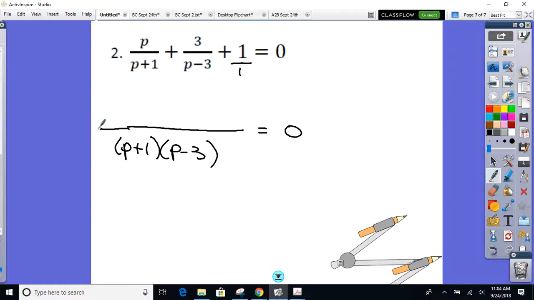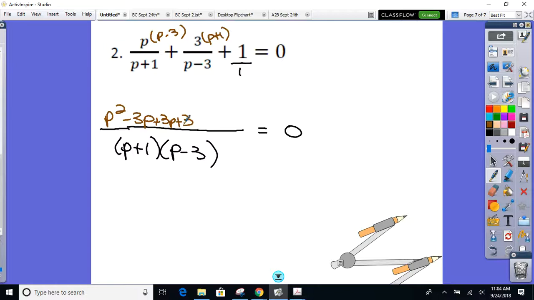All right, here we go. What do I have to multiply the p plus 1 by? P minus 3. So I'm going to multiply that by p minus 3, and that'll give me p squared minus 3p. What are we multiplying this one by? P plus 1. So that'll be plus 3p plus 3. Everybody good so far?